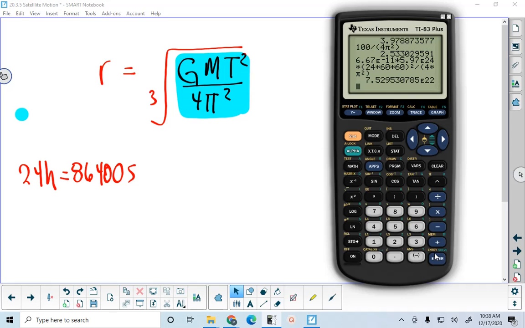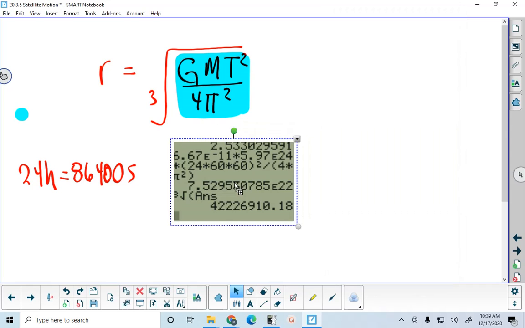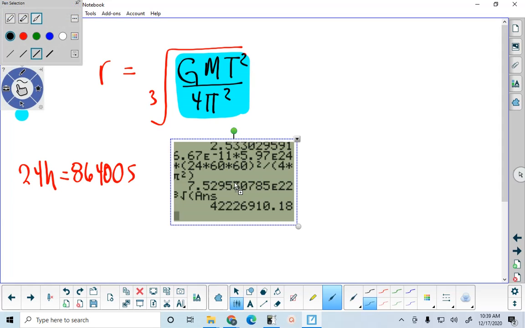Now we have to take the cube root. And I don't want to get into a math lesson here, so I'll just tell you, if you go into your math menu, there's an option number 4 that is the cube root. So we take the cube root of the answer, and we get this for r. Unfortunately, this is like zombie physics. You think you're done and it just keeps coming back for more. That's not the answer to the question.